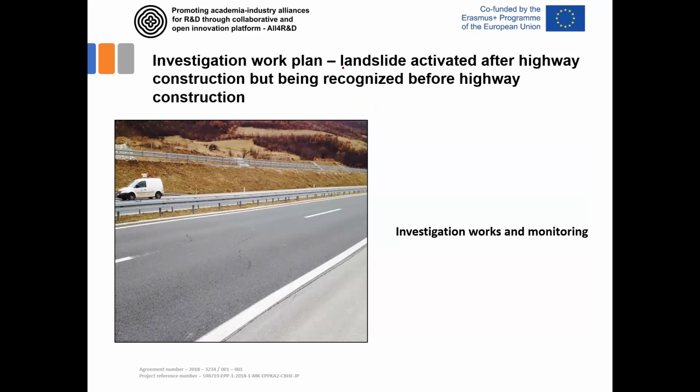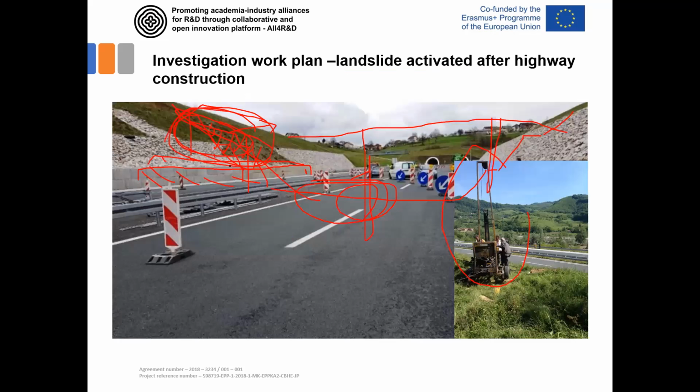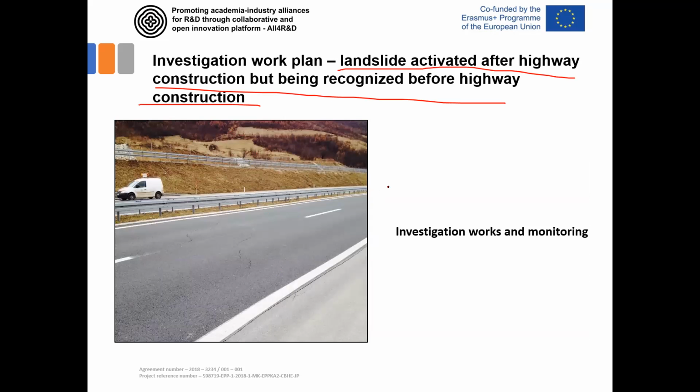Another example of a landslide activated after highway construction, but this landslide was also recognized before highway construction since a regional road passes this location. But this is a bit more serious sliding than the one shown here. If you look deeper in this figure, you'll see some cracks here. You'll also see some cracks over here. This is the direction to the south. This is the direction to the north.